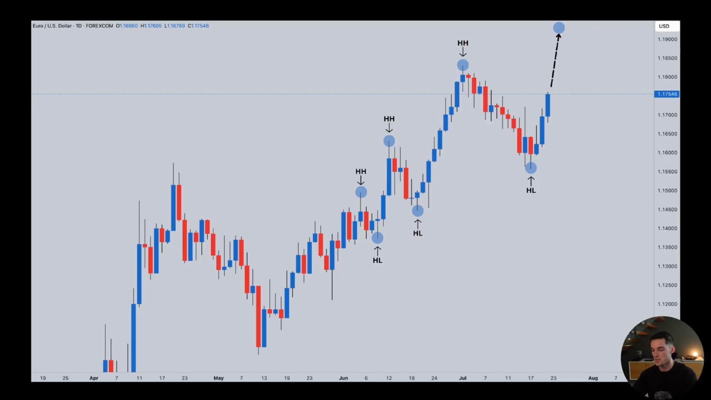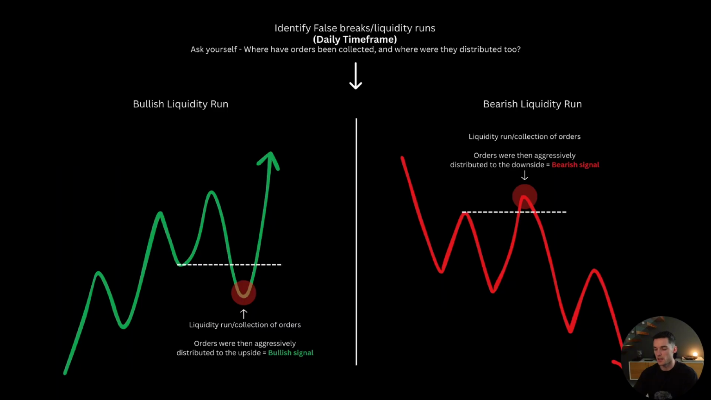But I will state that this won't always keep you on side with the market. It isn't always enough. Now, the main reason I say this isn't always enough is because price action will often create false breaks or liquidity runs to then run in the opposing direction. So let's get into what I mean by this.